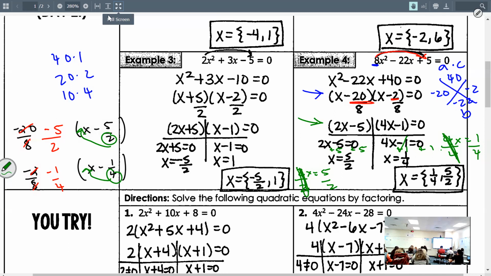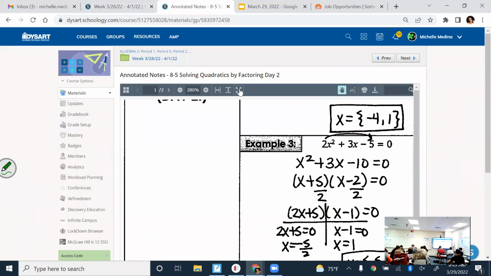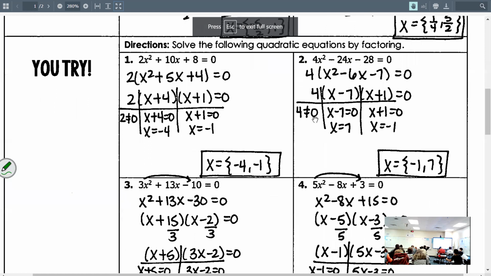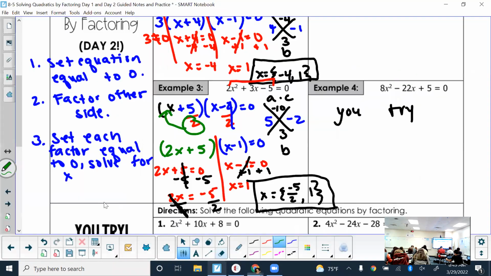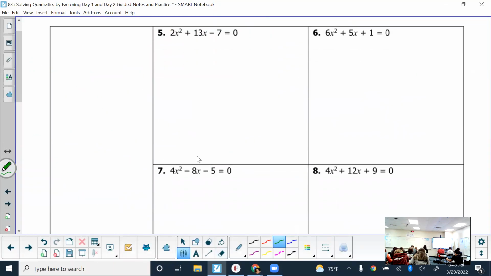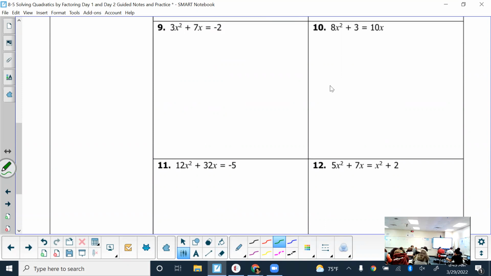All right. Let's look on the back side at number 10, because the rest of them are pretty much the same thing. They either have a GCF or it's slide and divide. If you want to look at the other ones, they are posted in Schoology in the notes. But let's look at the ones where you actually have to move stuff around. So like in 9 through 12, it's not equal to 0. So you need to make sure you do that first step, which is to make it 0. We'll do 10 together.